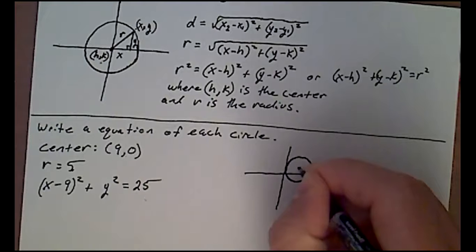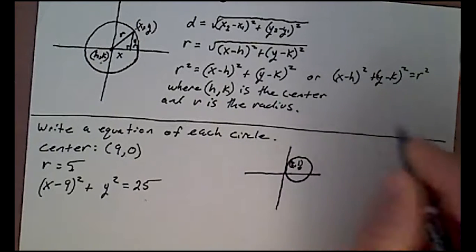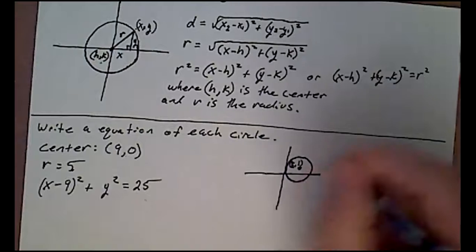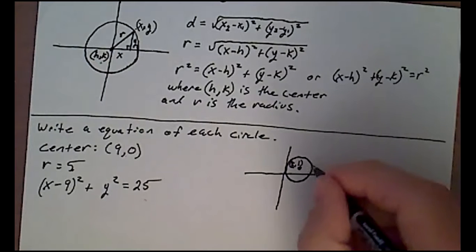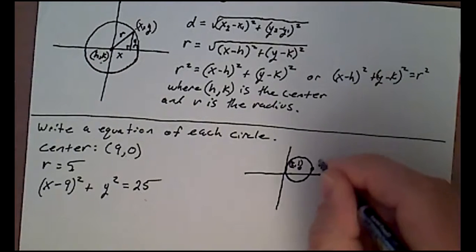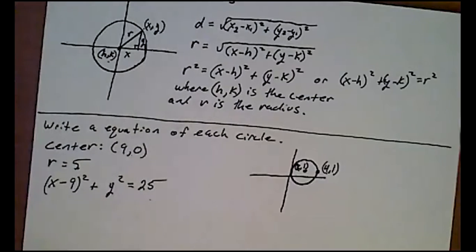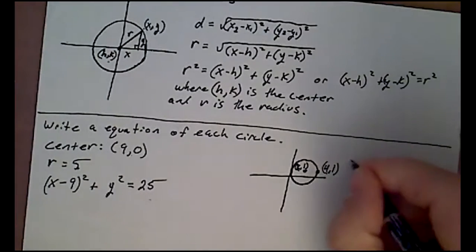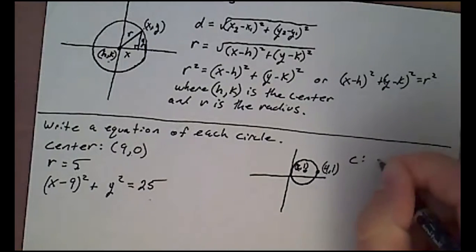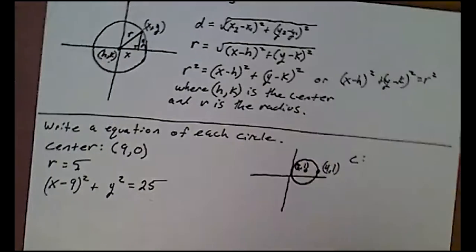Say that it had a center at 2, 1 and a point on the circle 4, 1. I should have made that much bigger. Again, the center is 2, 1. So we might start by just pulling that information off.